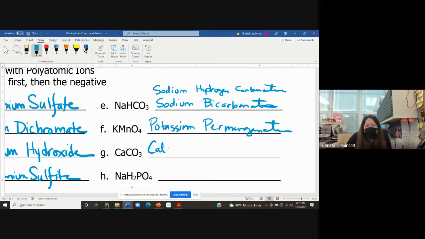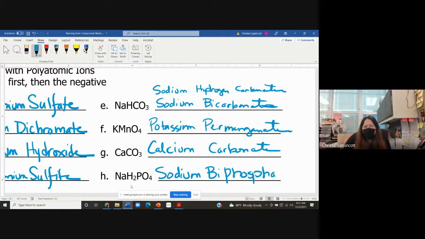This is calcium. Yes, Corey. Calcium carbonate. And what is the lazy version of this one? What is the easy version? Sodium biphosphate. Or probably most of you wrote sodium hydrogen phosphate.